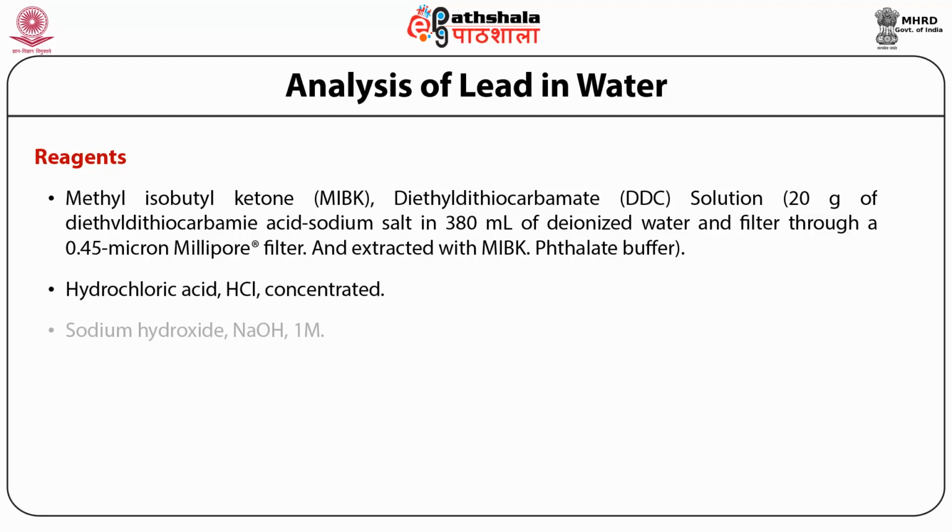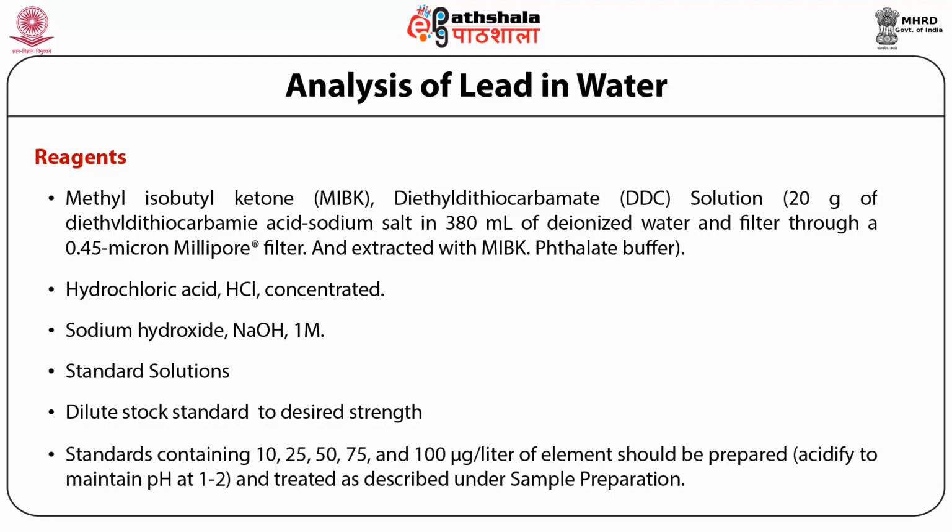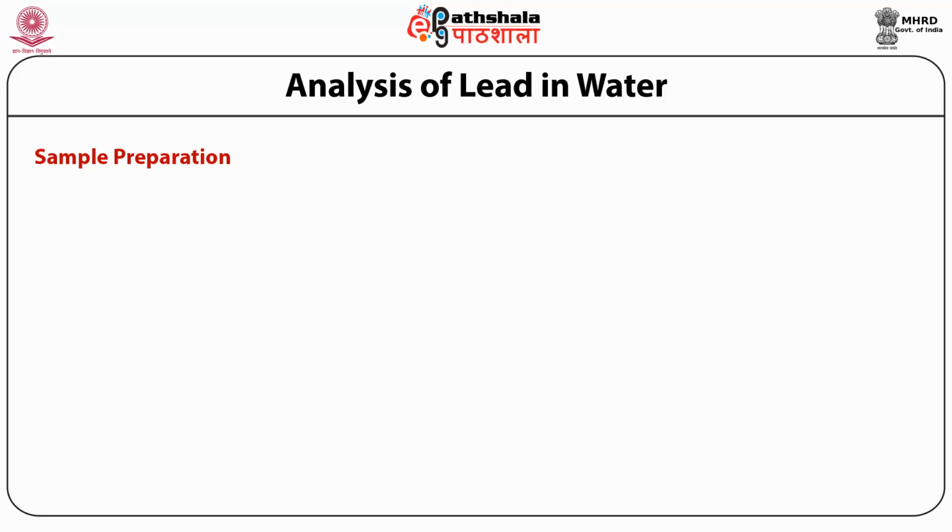Hydrochloric acid, sodium hydroxide of 1 molar strength, standard solution of lead, dilute stock standard solution of lead of desired strength, standards containing 10, 25, 50, 75 and 100 microgram per liter of the element. In this case, lead is prepared and acidified to maintain pH between 1 to 2 and treated as described under sample preparation. The sample preparation is done as per the source of the sample.